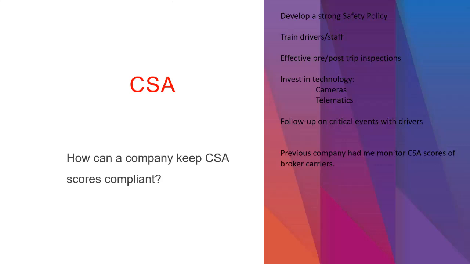The first thing you need to do, if you don't have one, is develop a very strong safety policy. Instruct your drivers and your staff concerning the policy and the results if they do not follow it. Stress good, effective pre and post trip inspections, because when inspectors bring up your DOT number at the roadside, even if you're not in alert status, they're going to check the out of service rate for both your truck and your driver. And they'll click on the details, and it'll tell them what issues you've had trouble with, and they'll key in on those.